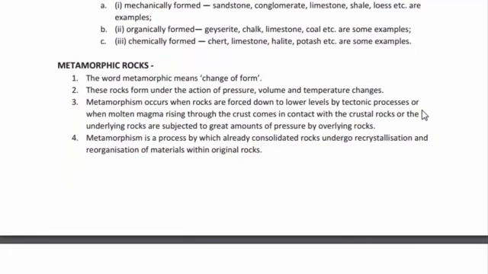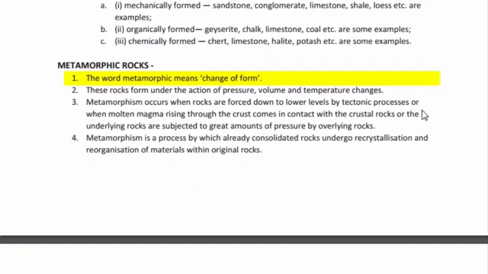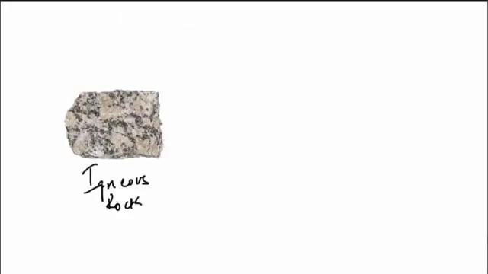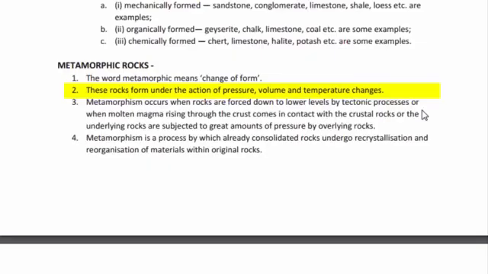Now we go to the last division of rock called metamorphic rock. The word metamorphic means change of form. Just like metamorphosis, where a caterpillar transforms into a butterfly, the word meta means change into another form. Now these rocks form under the action of pressure, volume and temperature changes. Rocks are so hard, and to change their form, just imagine how much pressure and temperature is required. So it needs an incredible amount of pressure and temperature.